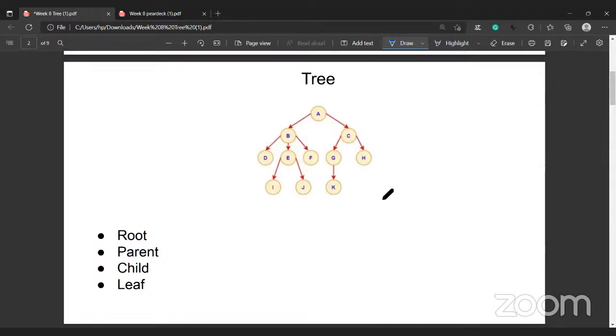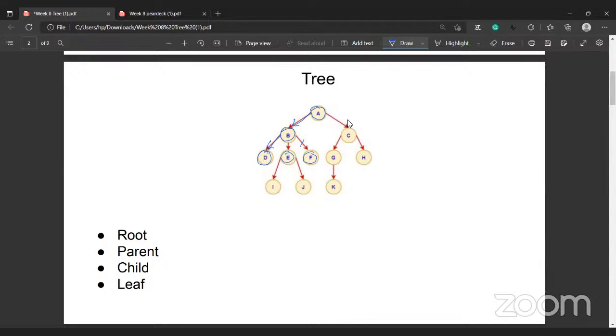So tree is a non-linear data structure which is a connected and acyclic graph. So in tree, these are called nodes and these are called edges. Right? So these are called nodes and these are called edges.